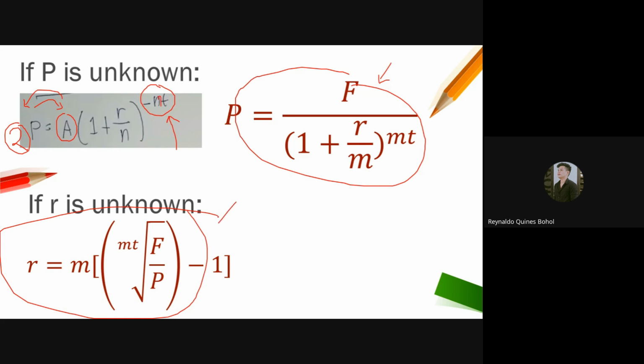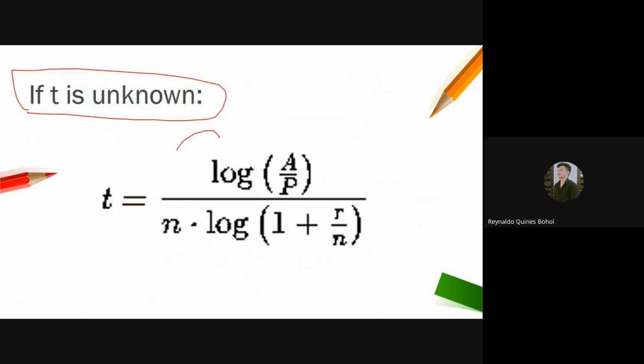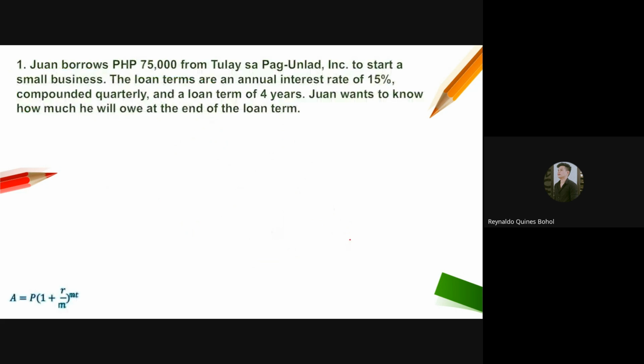And in finding the R, this is the formula. But this is the alternative. M. Tapos meron tayong A or F ha. Parehas lang yung F. Yung F natin parehas lang yan sa A. Tapos P raised to 1 all over MT minus 1. Then close it. So this is the alternative formula using in finding the R, or if R is unknown. And if T is unknown naman, so logarithm quantity of A all over P, all over M multiplied to logarithm of quantity of 1 plus R all over M. Yan. So kayong mag-alala. Madali lang siya pero nagiging mahirap siya sa paningin natin kasi yung mga formula mahaba.